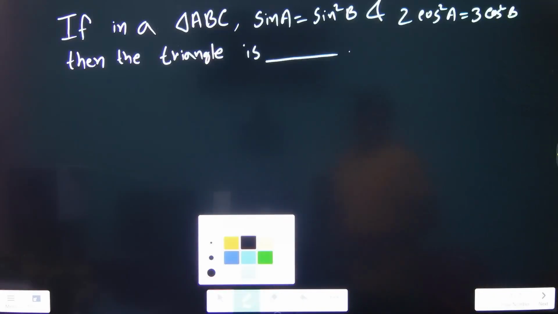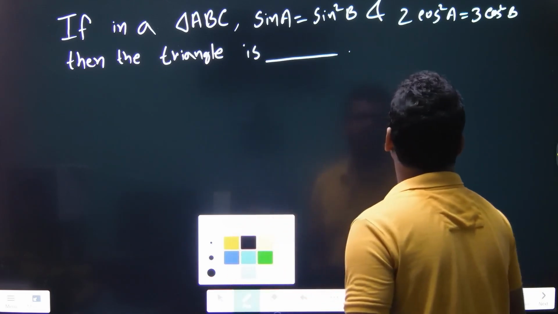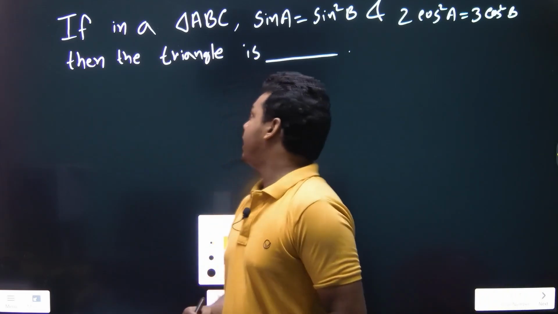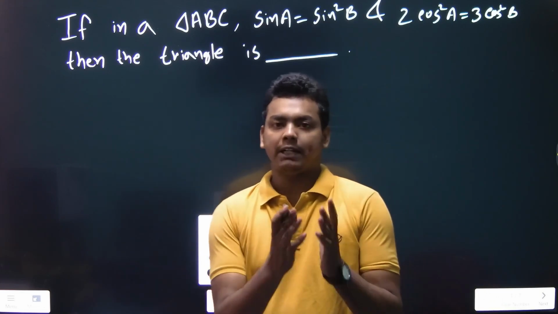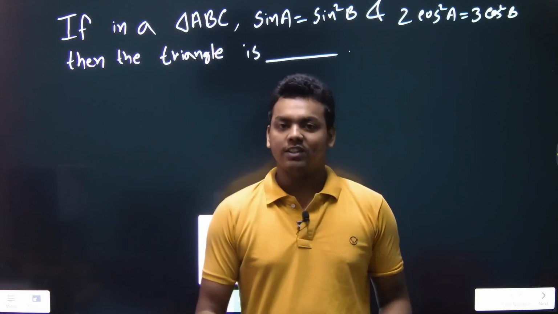In this video, we will solve this question. The question says that in a triangle ABC, sin A is equal to sin squared B and 2 cos squared A is equal to 3 cos squared B, then we need to find what type of triangle it is. Is it a right angle triangle, an obtuse angle triangle, or an acute angle triangle?